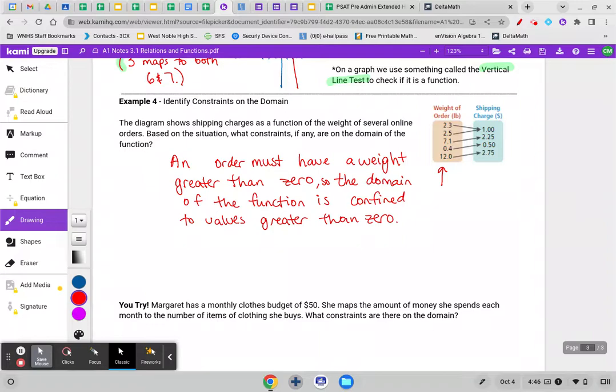Okay, and lastly, this you try. It says Margaret has a monthly clothing budget of $50. She maps the amount of money she spends each month to the number of items of clothing she buys. What constraints are there on the domain? So you guys can go ahead and work on that one.